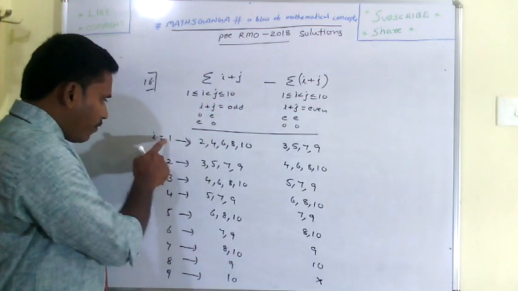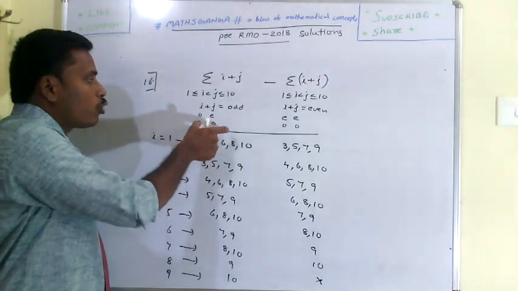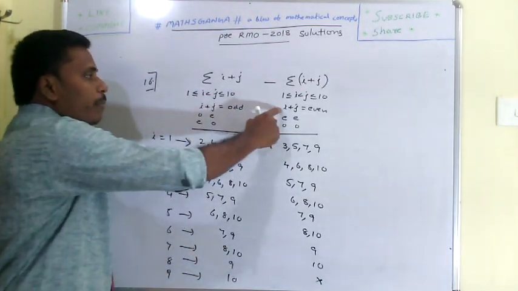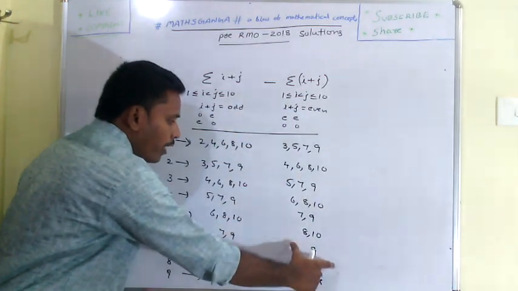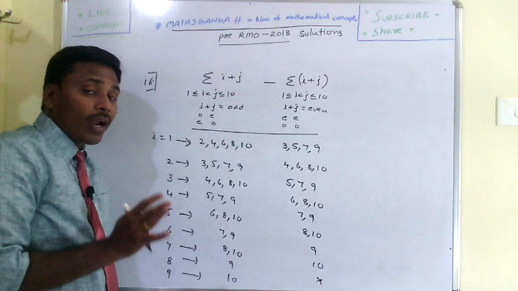Now, see, if the values of i are 1, 2, 3, 4, 5, 6, 7, 8, 9, then these are the possible values of j such that i plus j is odd. To make i plus j even, these are the possible values of j. Okay, so I listed everything. Now what do I have to do?